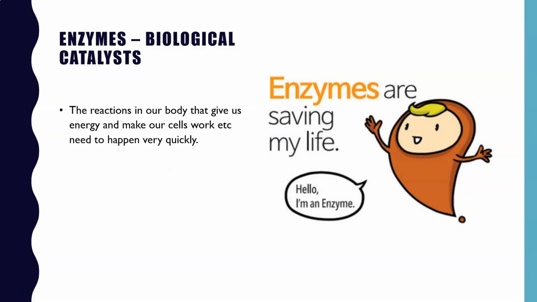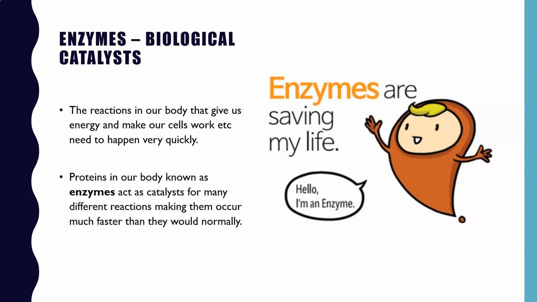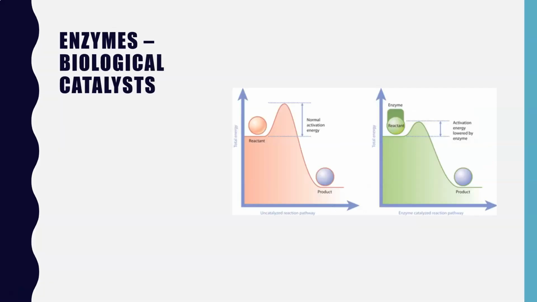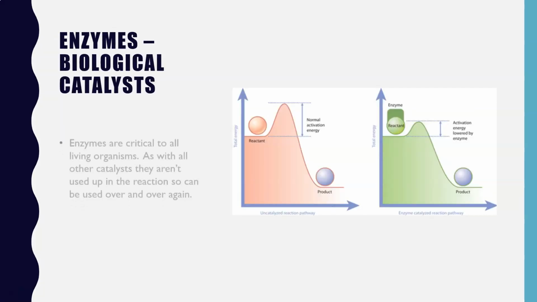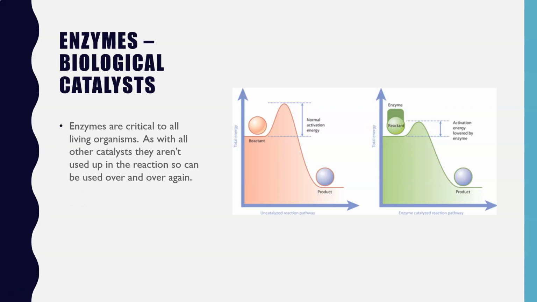Okay, so thinking about enzymes, we've got lots and lots of reactions occurring in our body, which we call metabolic reactions, and they need to occur very quickly. So there are special proteins in our body that are called enzymes, and they act as catalysts, okay? Now, enzymes are critical in living organisms, okay? As with all other catalysts, they aren't used up in the reaction, so they can be used over and over again.